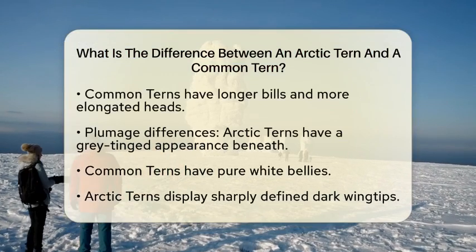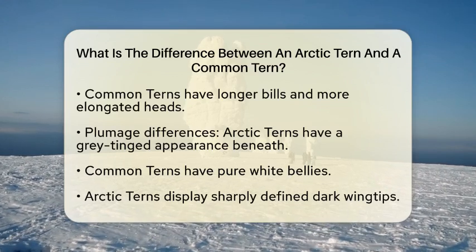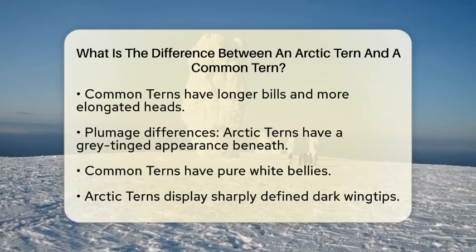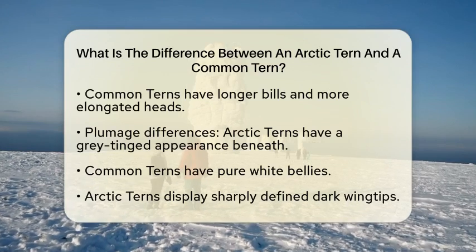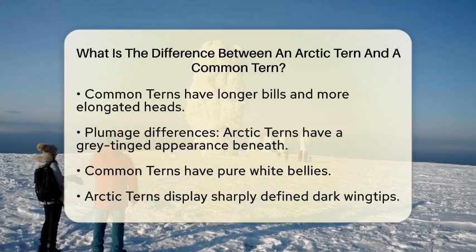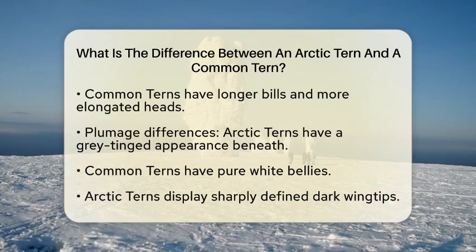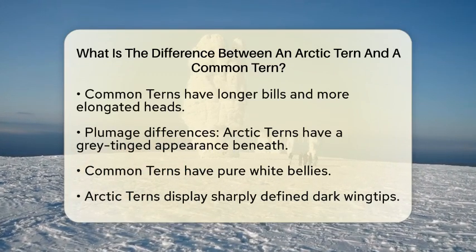Arctic terns have a greyish or dusky appearance beneath, whereas common terns boast pure white bellies. When flying, Arctic terns show sharply defined dark wingtips, creating a neat dark gray or black trailing edge. Common terns, on the other hand, have more black on their wings but lack that sharp trailing edge.